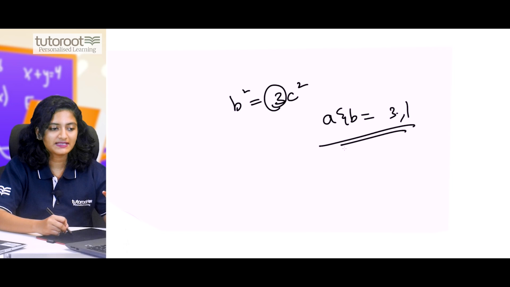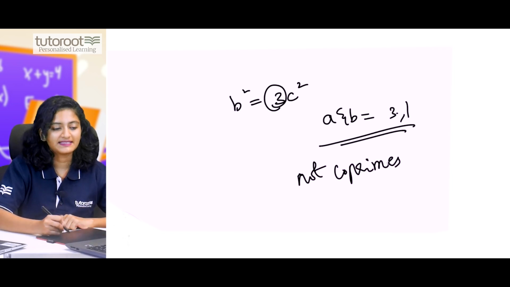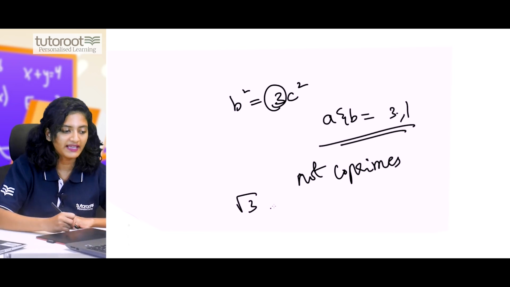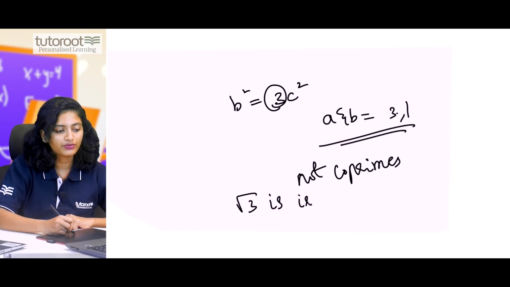And this will show us that they are not co-primes. And since they are not co-primes, you cannot write root 3 as a rational number. Therefore, root 3 is irrational.